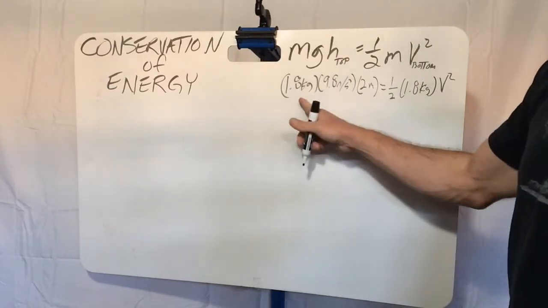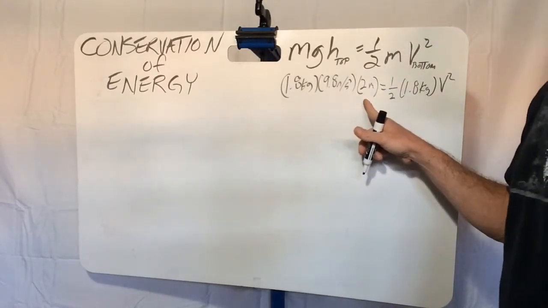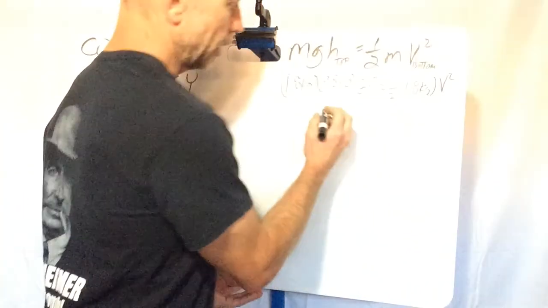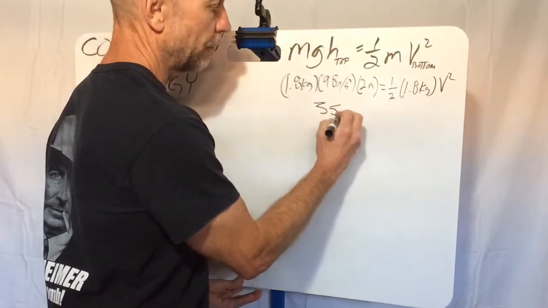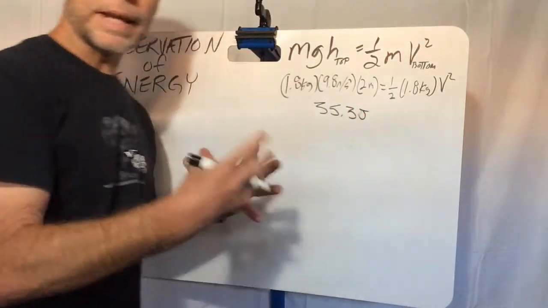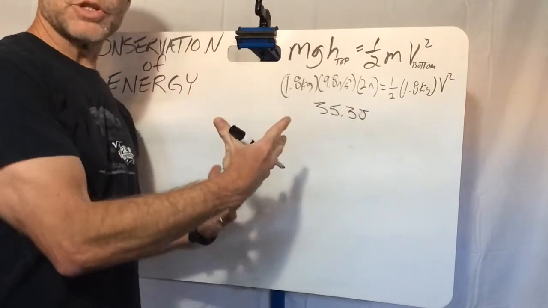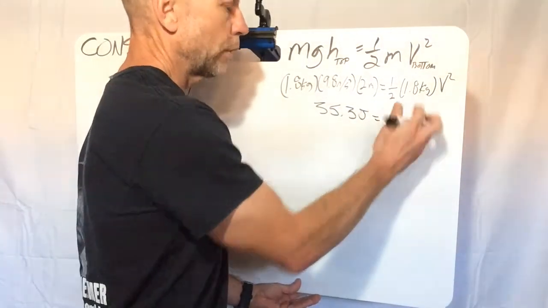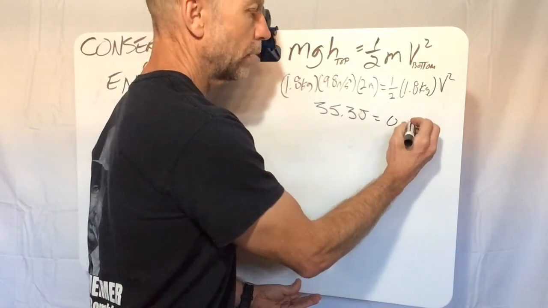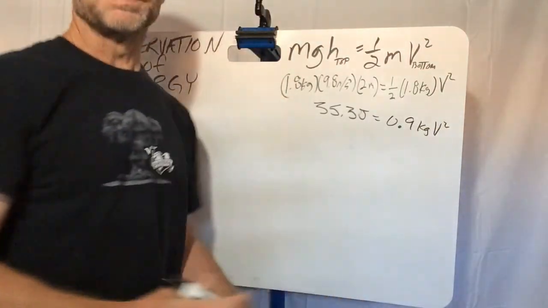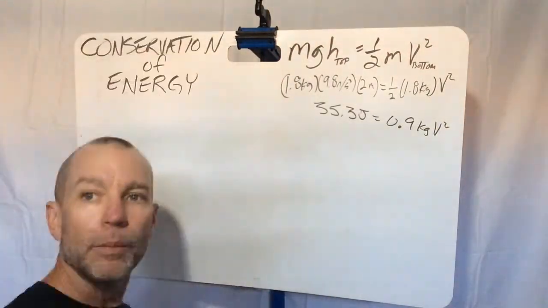When I multiply 1.8 times 9.8 times 2, I get about 35.3. So at the top, it had 35.3 joules of potential energy. That's how much energy it started with. That's how much it should have the entire time. And 1/2 times 1.8 would be 0.9 kilograms times v squared. Now what do we have to do?